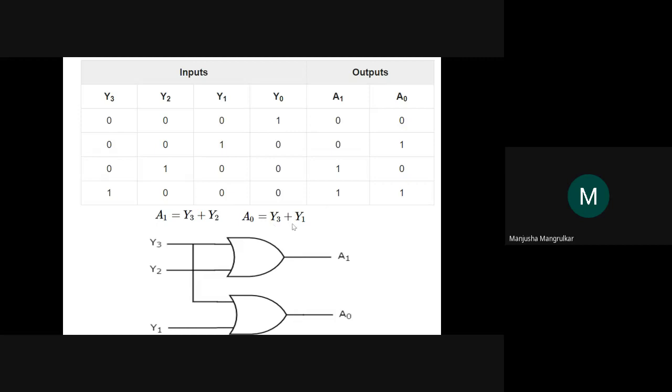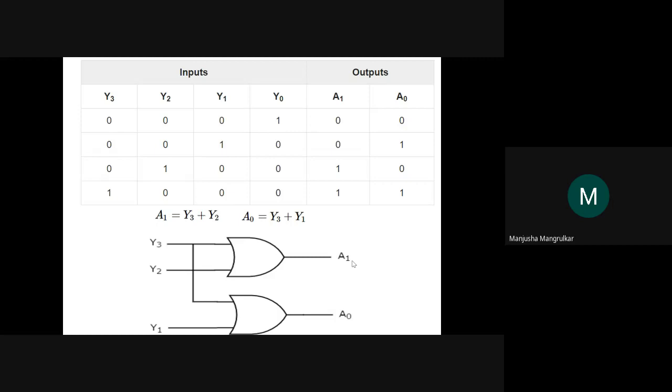So how will we draw this? This is an OR gate. This is an OR gate. There are three inputs: Y1, Y2, Y3. Y1 and Y3 ORed, you will get A0. Y3 and Y2 ORed, you will get A1. So that's simple. And for Y0 there is no input. That is the input, but it will not be taken into consideration, because if you give Y0 as 1 or 0, your A1 A0 is 0 only, right? So this is the design of the decoder.